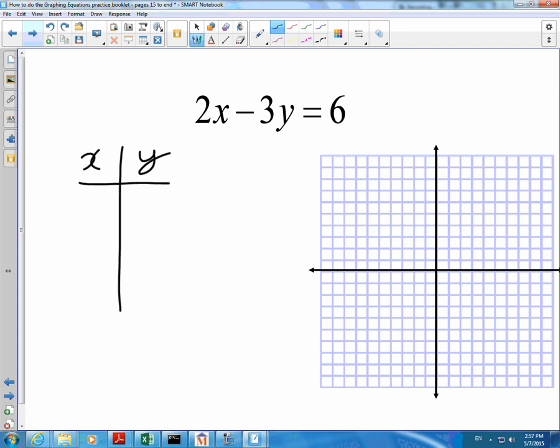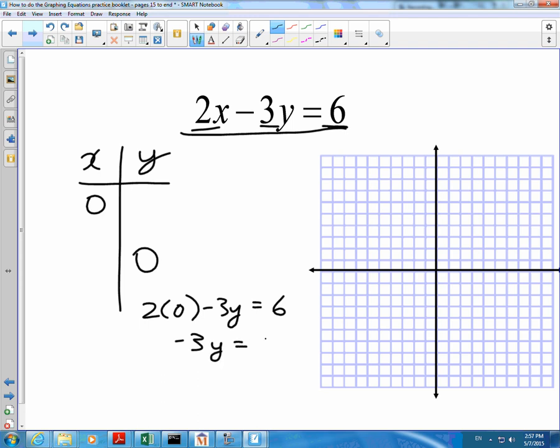The easiest points to find here in this particular equation, since 2 and 3 are both factors of 6, would be to find the 2 places where it hits the axes. When x is 0, do a little bit of arithmetic here and some substitution. 2 times 0 minus 3y has to equal 6. So 2 times 0 is 0. So I have the equation -3y equals 6, which means y would be -2. So this would be -2.